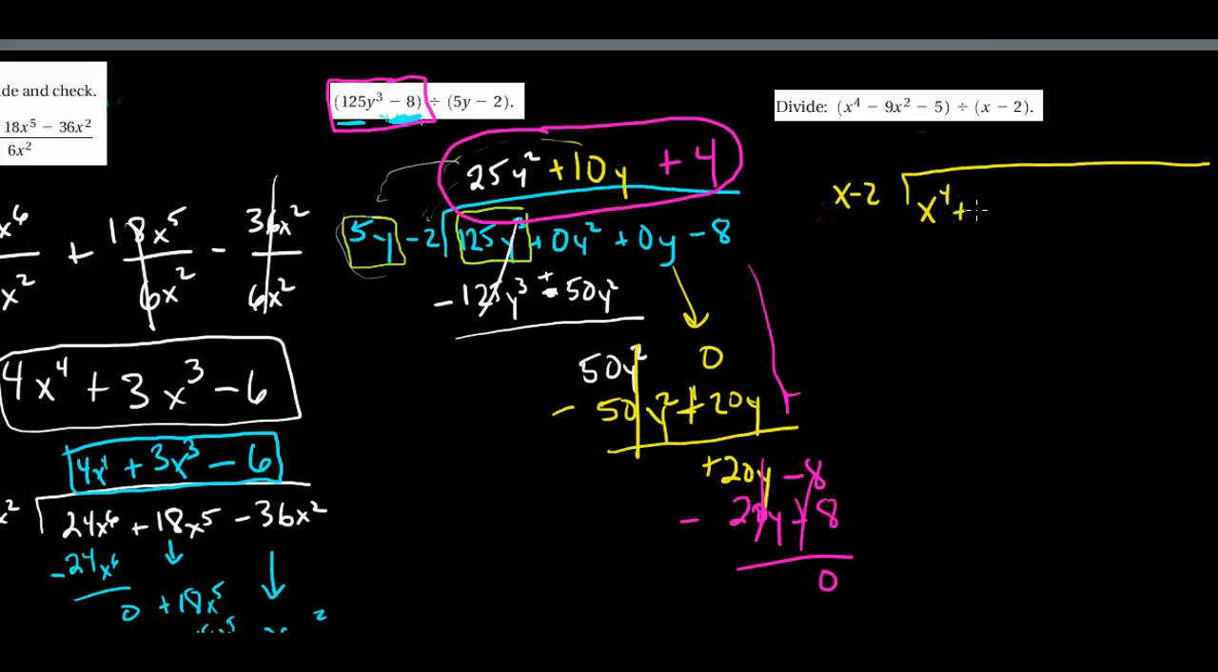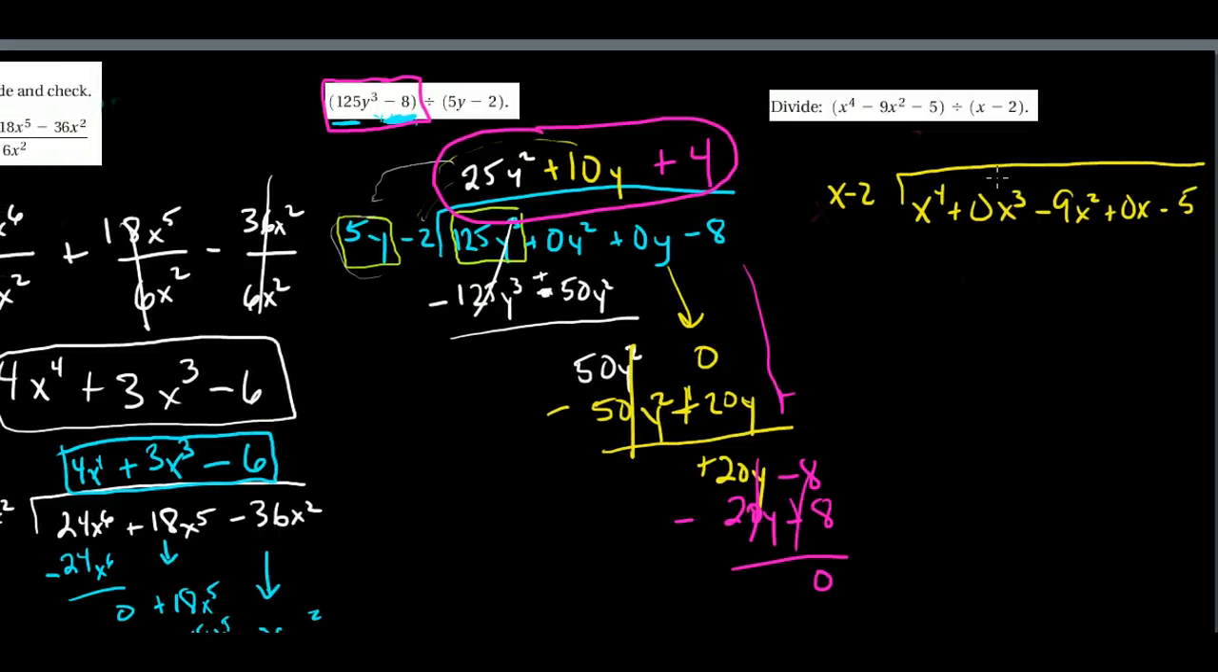Let's see what happens when I divide x minus 2 into a quantity x to the fourth power. I don't have any x to the third power, so it's 0x to the third power minus 9x squared. I don't have any x's, so it's plus 0x, and then a minus 5. Wow, that took a while. That's a lot of work. Let's see if I have enough room.